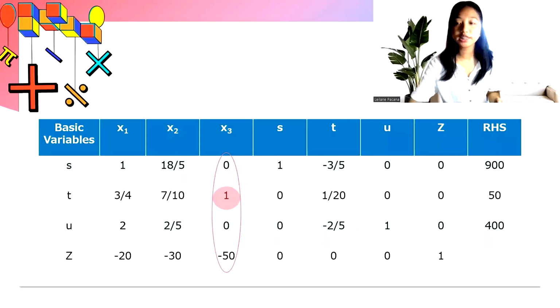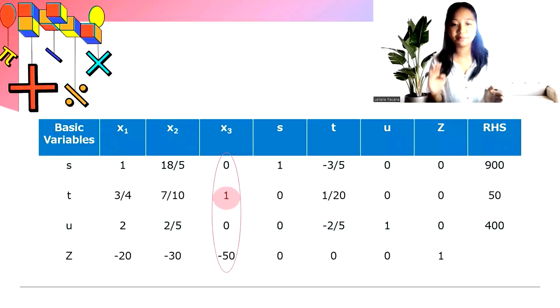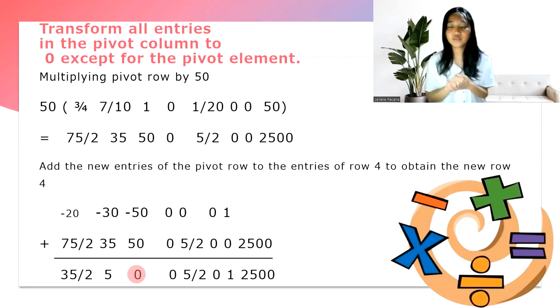So we have to put it into our initial simplex tableau. Now we only have one number to make 0, that is negative 50. How do we do it? We have to add positive 50 for that, and we have to do the same process again. So now we have to multiply 50 to our pivot row.